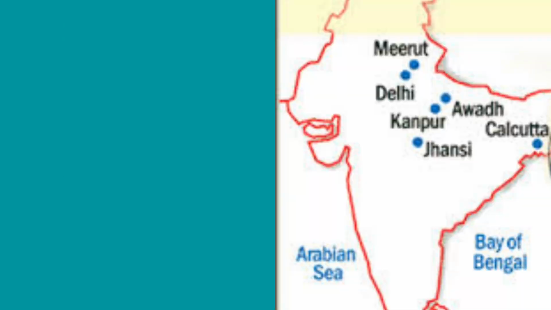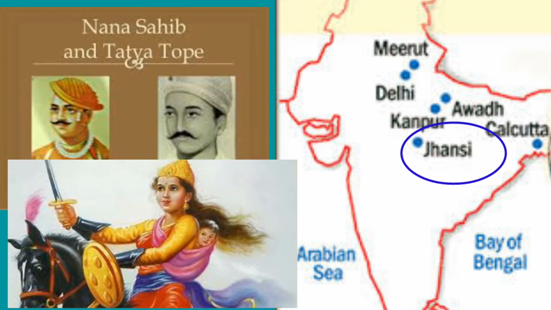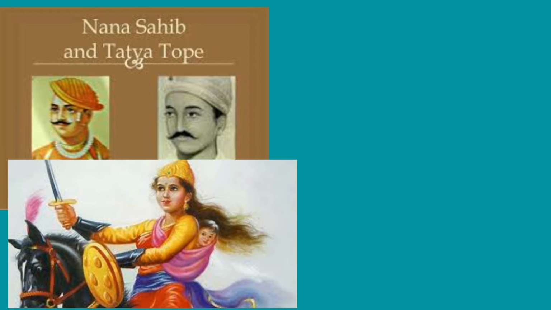And the next point is about central India, in Jhansi. Meanwhile in Jhansi, Rani Lakshmibai, Tantia Tope, and even Nana Sahib joined together with their sepoys to fight against the British rule. Thus almost all the notable people started to involve themselves in the fight against the British.